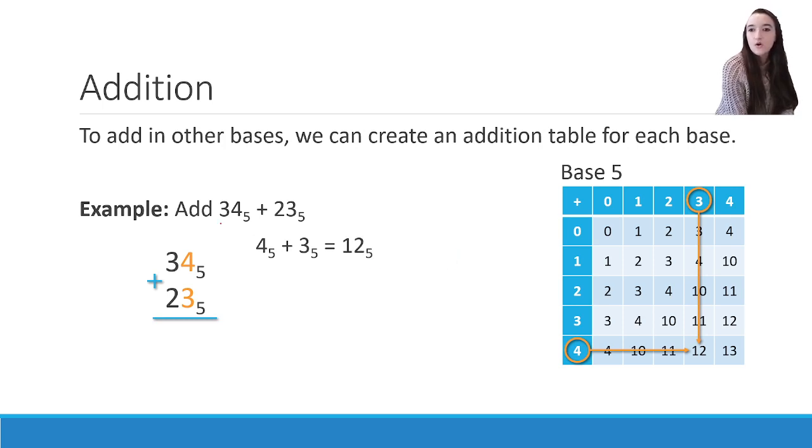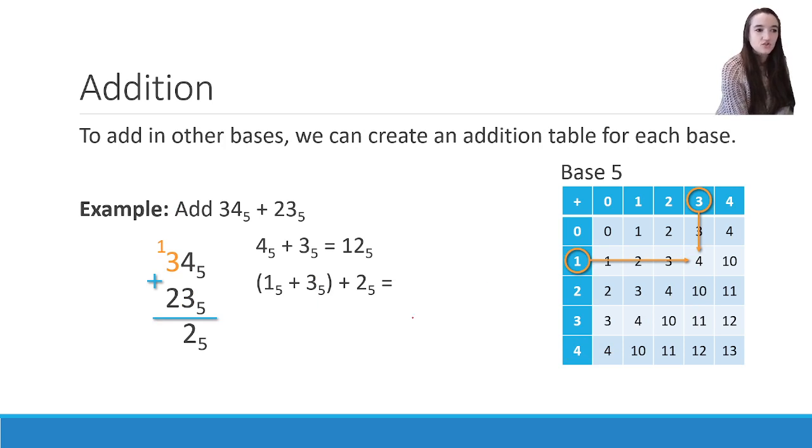So now I say, okay, 3 plus 4 is 12, so I have 12. The same way I would in normal addition with base 10, I put the 2 at the bottom and I carry the 1, like so. So then when I add the next column, I'm adding 1, 3, 2. So 1 plus 3 plus 2.